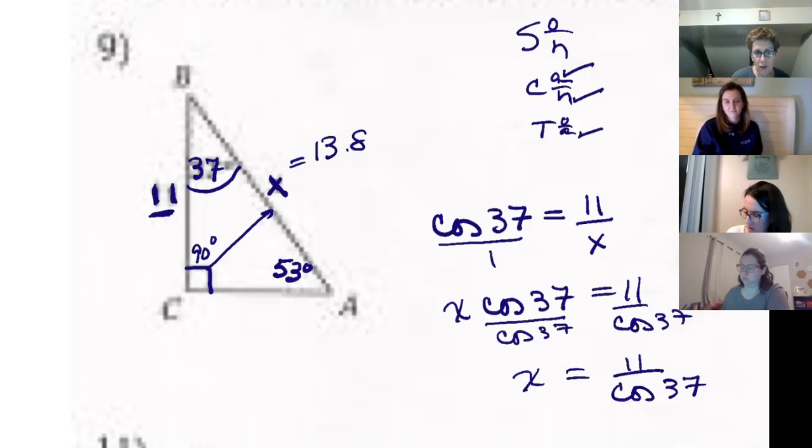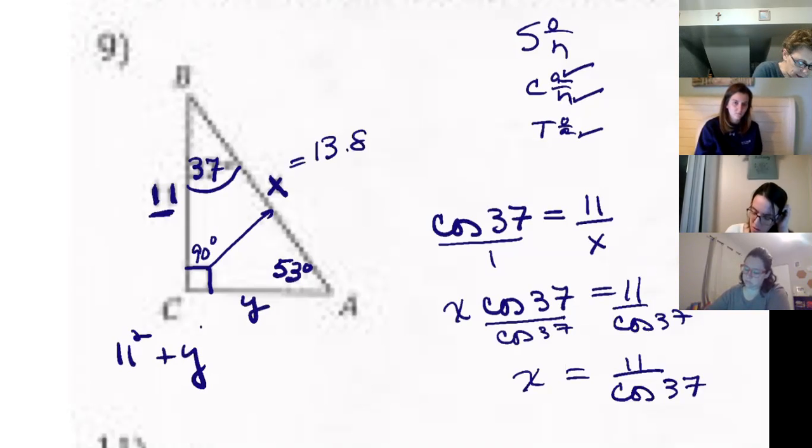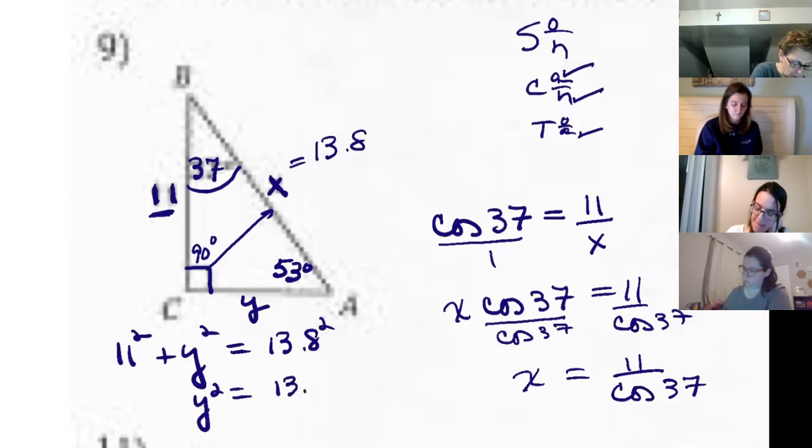Okay, now you need the other side. You have some options. You can use SOH CAH TOA, no problem there, or you can do Pythagorean Theorem. Either way, you'll get the same answer. So what if I want to do Pythagorean Theorem? I would say leg squared plus leg squared equals hypotenuse squared. So my y squared is going to end up being 13.8 squared minus 11 squared. So I'm going to take the square root of the difference of those squared terms.